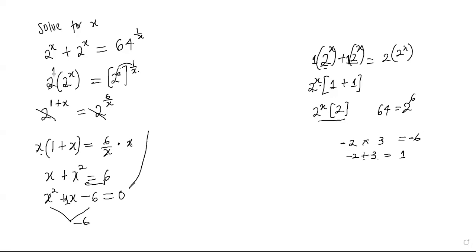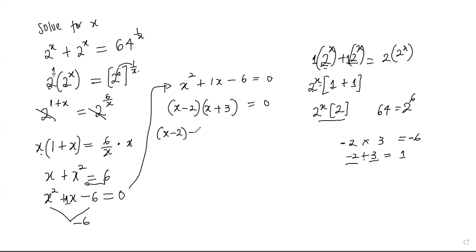So that becomes x squared plus 1x minus 6 equal to 0. And now it becomes this: we have x here and x here, and the numbers we're looking for are minus 2 and plus 3. So we have x minus 2 and x plus 3. Now the next thing we want to do is equate each of them to 0. So we have x minus 2 is equal to 0, or x plus 3 is equal to 0.